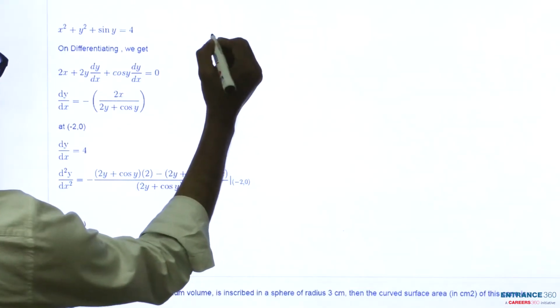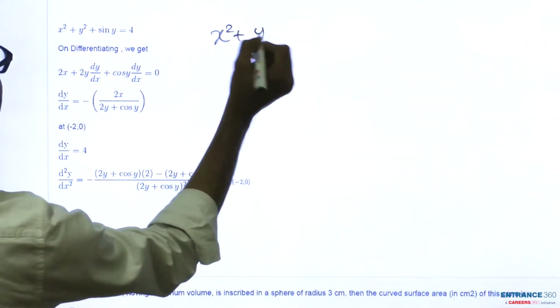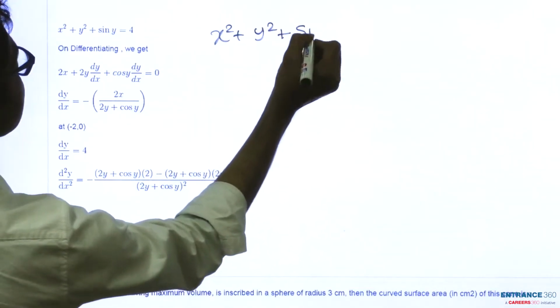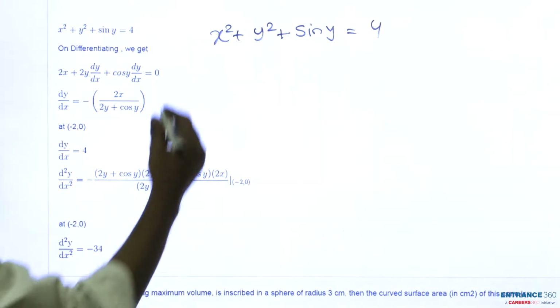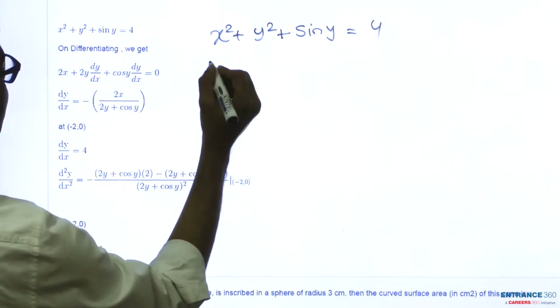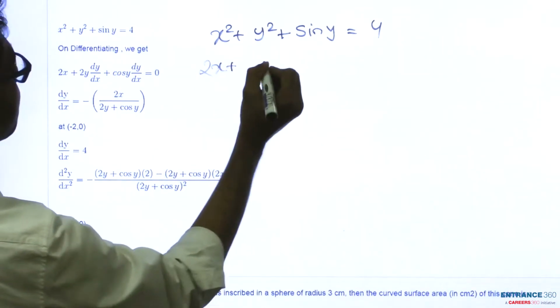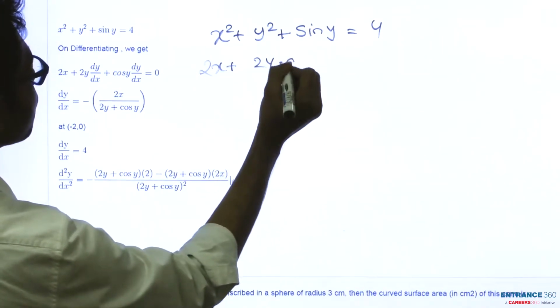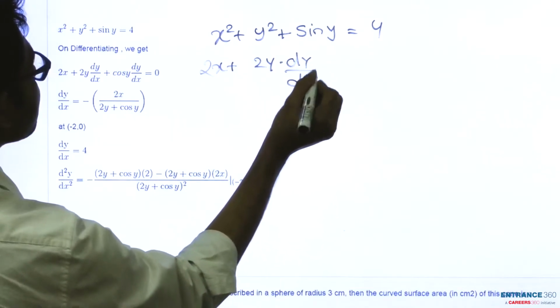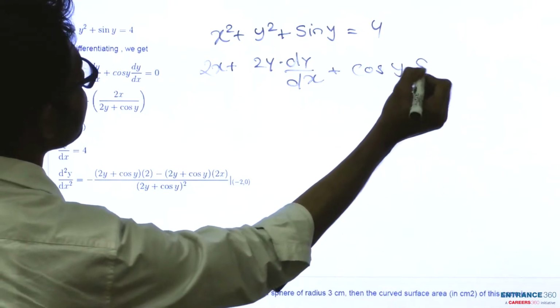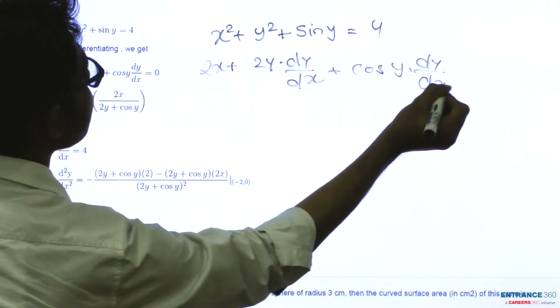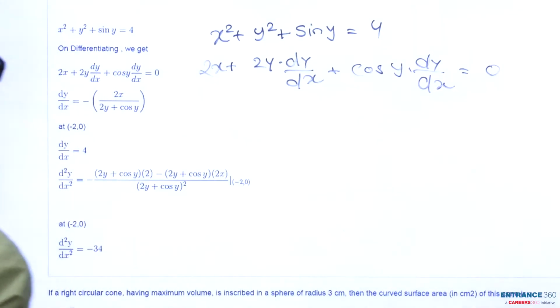We are given the function x square plus y square plus sin y equal to 4. Now differentiate this equation with respect to x. We get 2x plus 2y into dy by dx plus cos y dy by dx equal to 0. Simplify this equation.